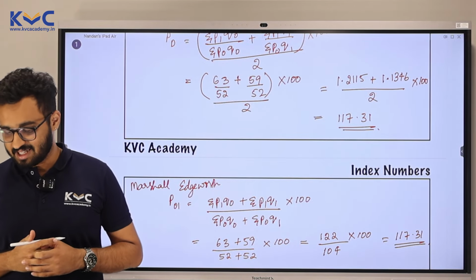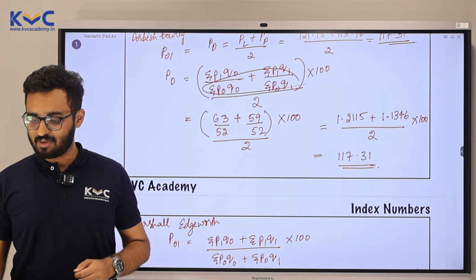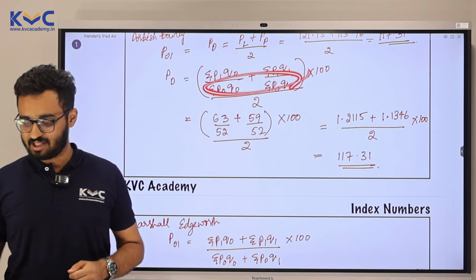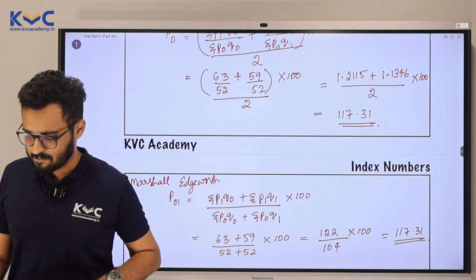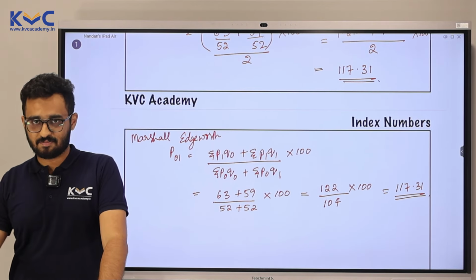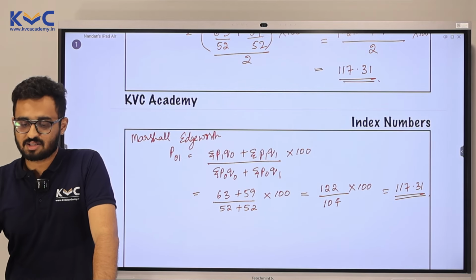So does this mean Marshall Edgeworth and Dorbish-Bowley is same? No, we are getting same because our denominators are coinciding here. Which is what is making you feel so, probably this is same, but not always the case. Okay, so that is about Marshall Edgeworth.